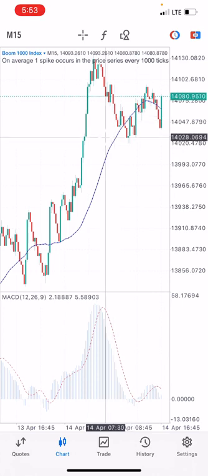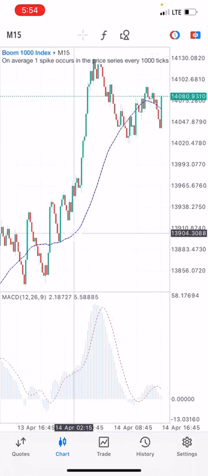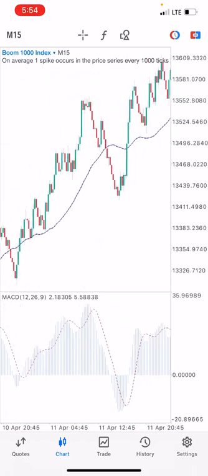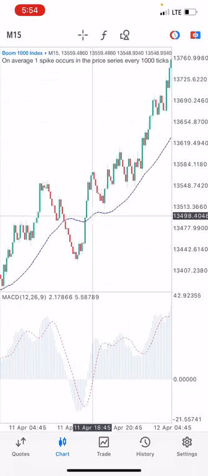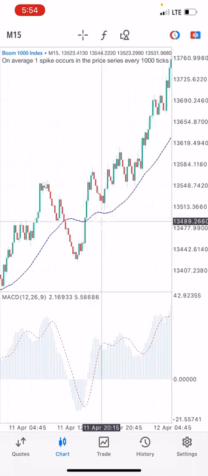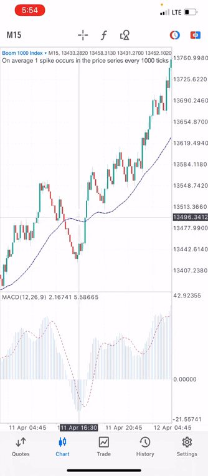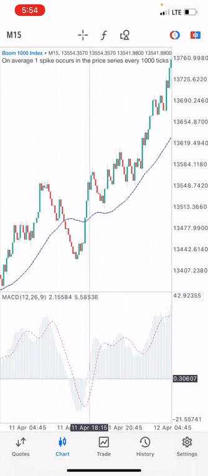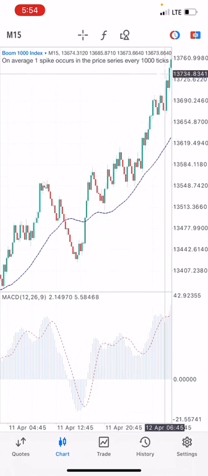So now, how do you place a buy or a sell with this strategy? Let's say we want to place a buy. You wait for the moving average to cross above the chart. Right now, the moving average has crossed above the chart, and then you wait for the MACD to move above the zero level. You can see it. This is a perfect opportunity to place a buy, and then you make money.